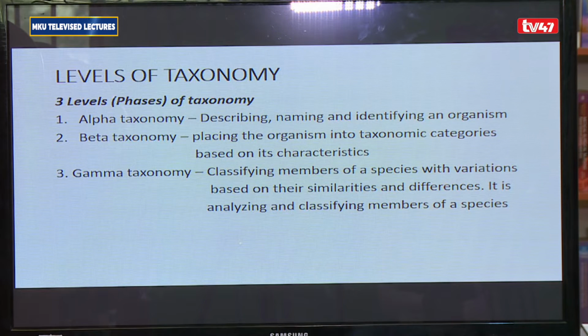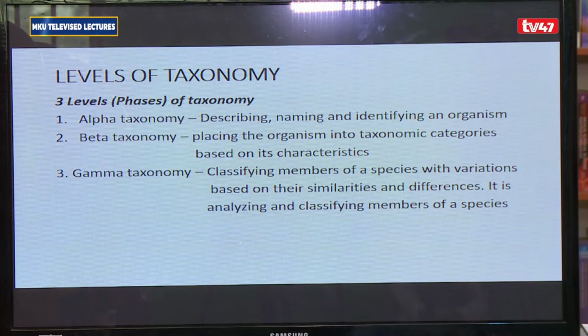If you only describe an organism, identify it, and then give it a name, which are the first 3 activities in taxonomy, if that is all you do to an organism, then that kind of taxonomy gives us alpha taxonomy. It is the simplest level of taxonomy. Now, if you describe an organism, you identify it, you name it, and then you place it in specific taxonomic categories, that is, you classify it, then that gives us beta taxonomy. That is the second level of taxonomy, and it is higher level compared to alpha.